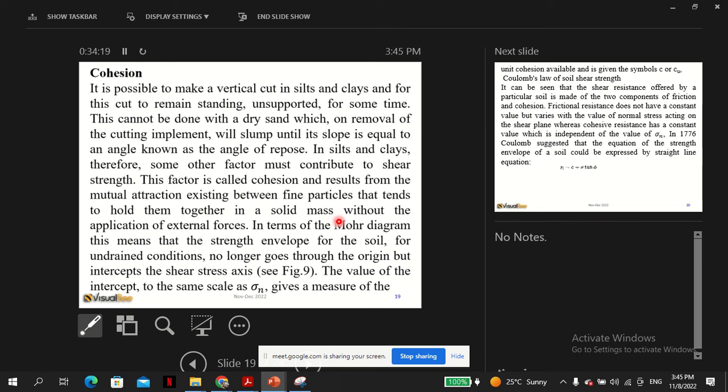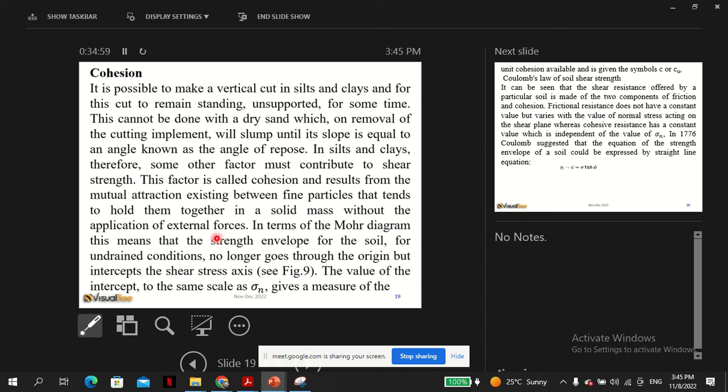So these other materials that can stand like this have this additional factor called cohesion, from the mutual attraction existing between fine particles that tend to hold them together in a solid mass without the application of external force. You can see the reason why you can pour sand is because it lacks cohesion, but you can imagine that in clay, particles lump together. That ability to lump together is because of cohesion, because particles tend to attract each other strongly.